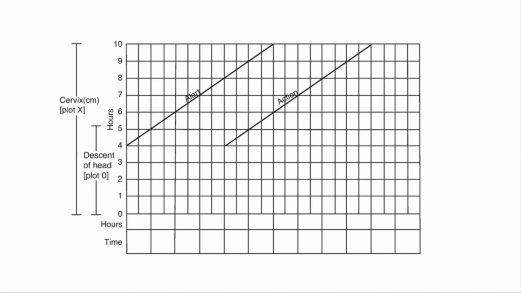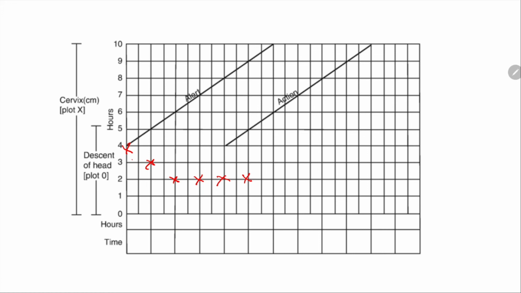So the next thing we look at is arrest of descent. That again can be primary or secondary. So you start with the station at 4, which is above the ischial spines. So you can have a descent coming down to 3, coming down to 2, and then suddenly you realize after that, if you're plotting, the station is not coming down beyond 2. So that is what is secondary arrest of descent.